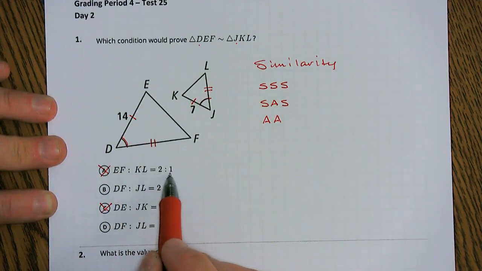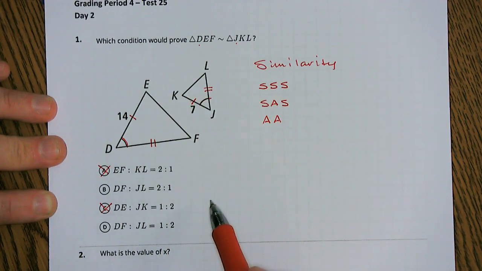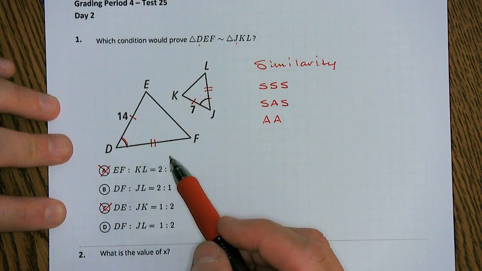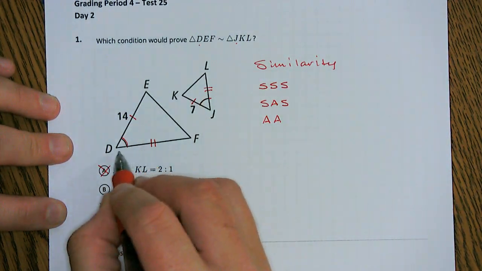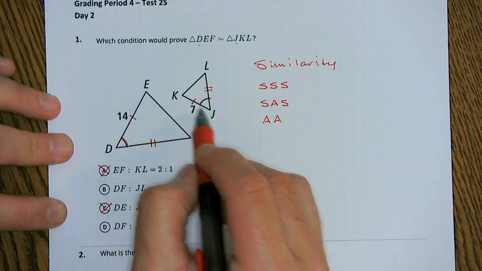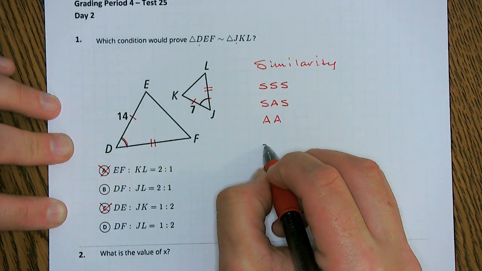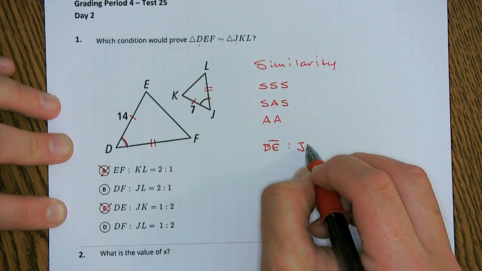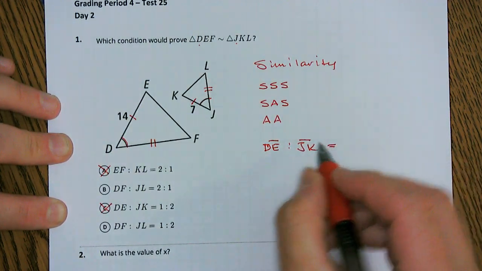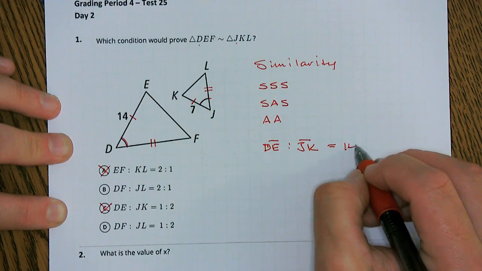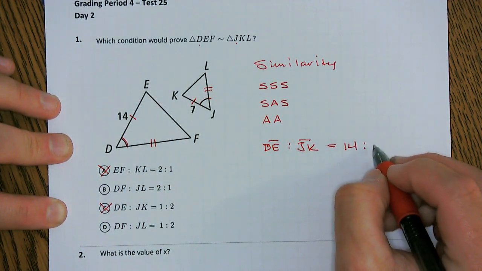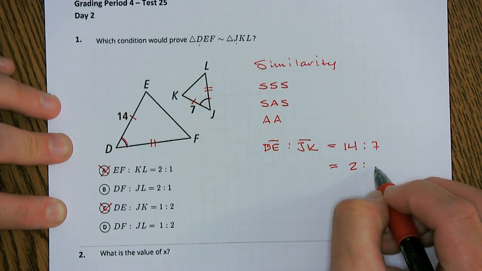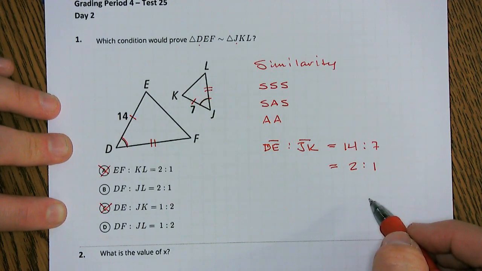So now we can see that we've got some kind of a ratio here. So this is going to be our scale factor. How are things scaling down? So what we're going to do is figure out our scale factor here. If we're going to compare DE and JK, DE we can see is 14, JK is 7. So it's a ratio of 14 to 7, but we can see that that simplifies as a 2-to-1 ratio because both of those numbers are divisible by 7.